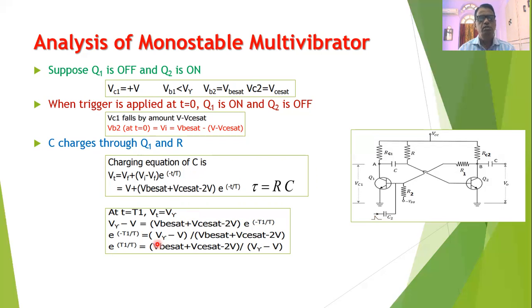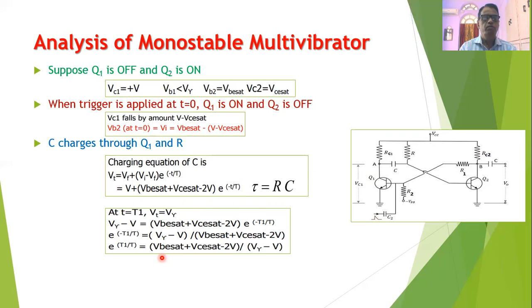Therefore e raised to minus T1 upon tau is equal to V gamma minus V divided by Vb saturation plus Vc saturation minus twice V. The same equation can be rewritten as e raised to T1 upon tau is equal to Vb saturation plus Vc saturation minus twice V divided by V gamma minus V. So here we have interchanged the numerator and denominator.